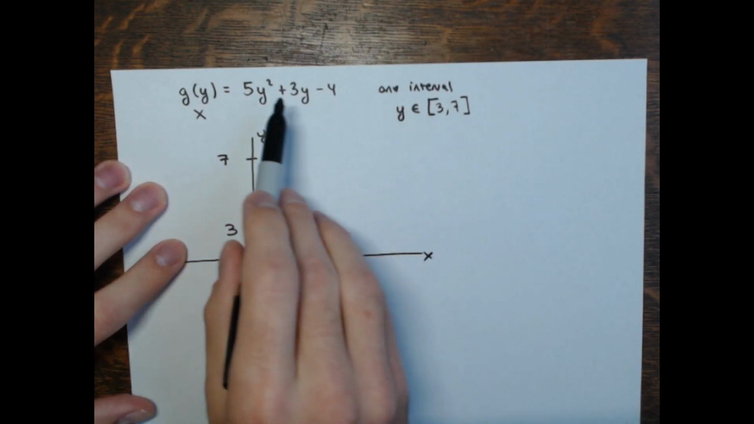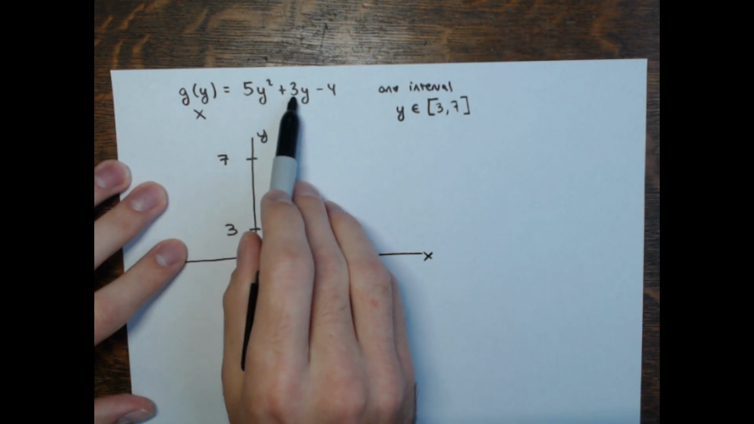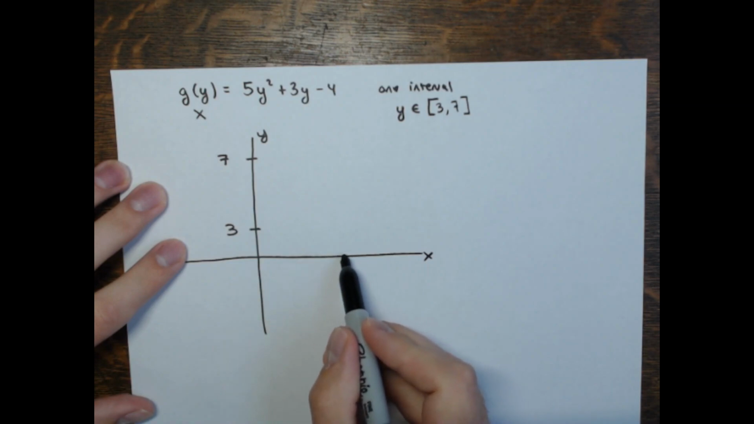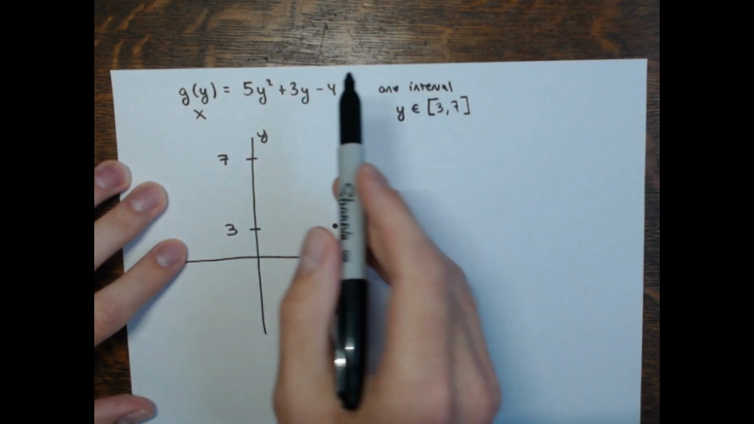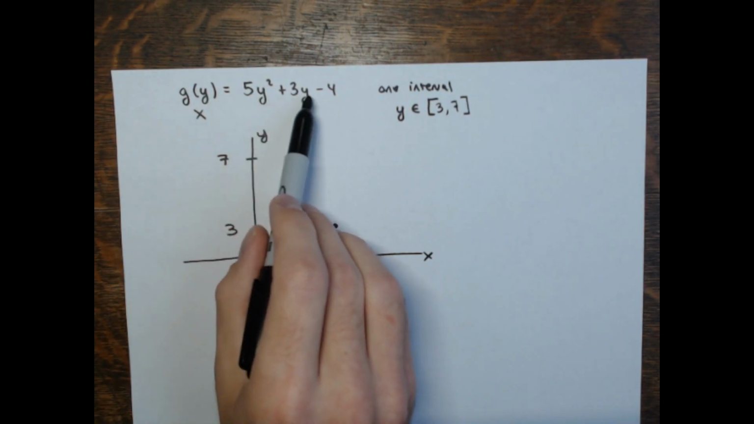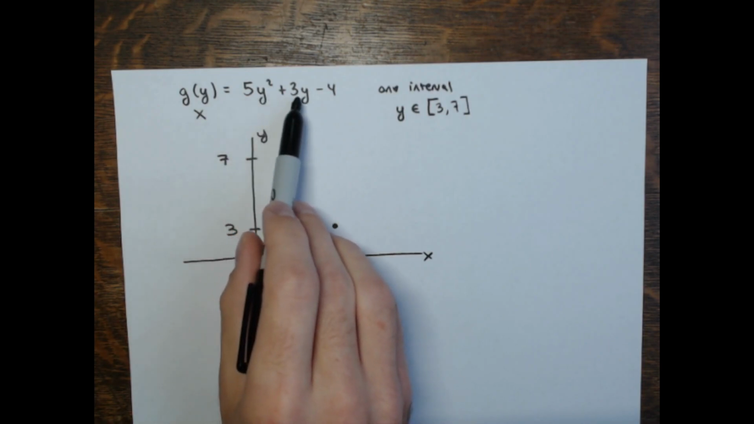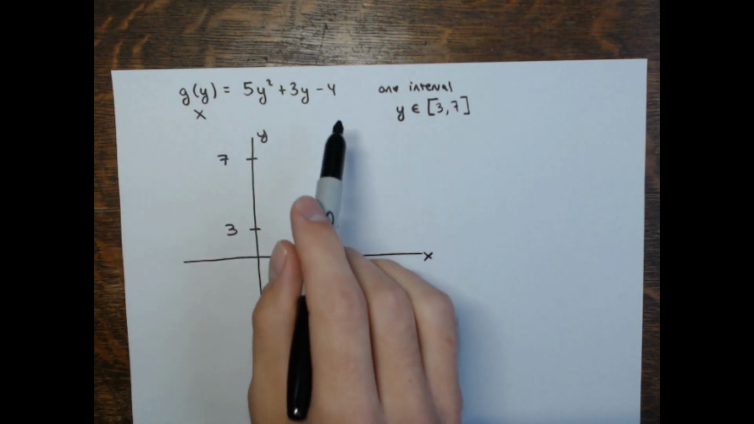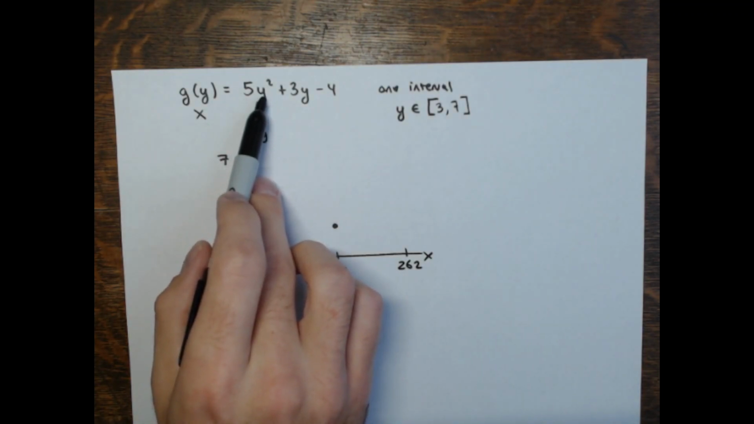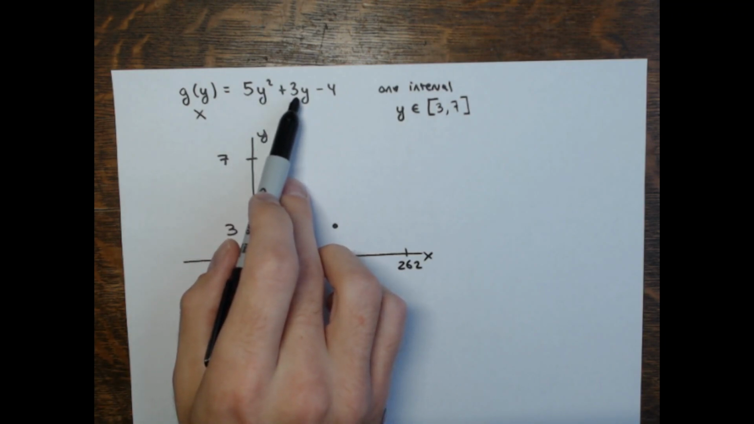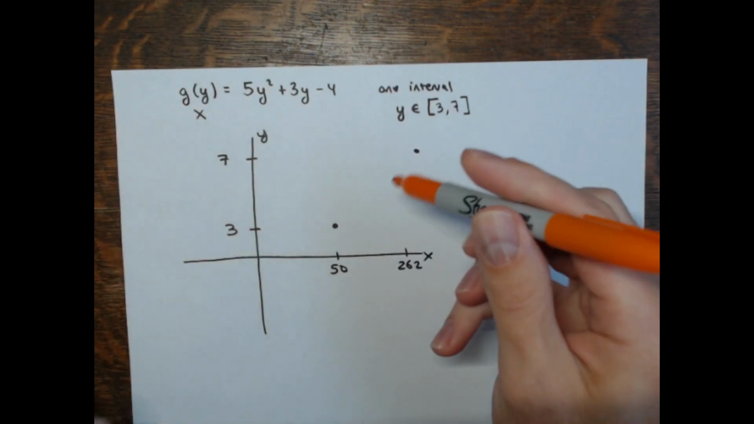Now when y equals 3, you can pop stuff in here. This is 5 times 9, and that's 45, and then plus 9 is 54, minus 4 is 50. So when y equals 3, x equals 50. And when y equals 7, let's see, if I pull a y out of these, like a little synthetic division, 5 times y plus 3, 35 plus 3 is 38, and then times 7 would be 210 plus 56, 266, minus 4, that's 262. Or 5 times 49 is 245, plus 21, 266 minus 4, 262. So when y is 7, x is 262.